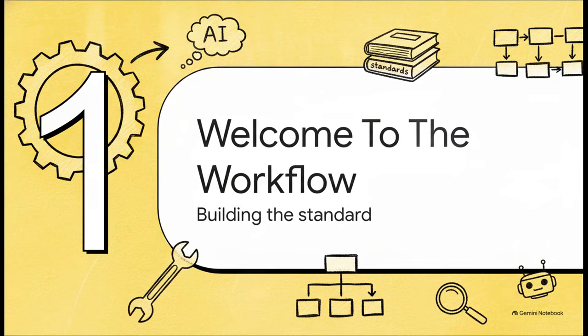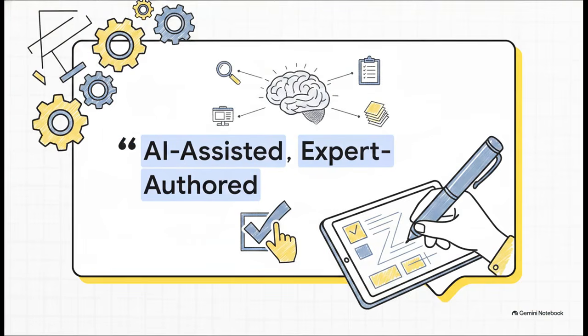All right, Section 1, Welcome to the Workflow, how we build the CSA S92.1 standard. Listen, if there's literally just one phrase you take away from this entire explainer, make it this: AI-assisted, expert-authored. This is the core philosophy of our whole project. The AI serves strictly as an administrative, formatting, and productivity layer. It synthesizes, it formats, and it checks for consistency. But you, the expert, retain absolute authorship, technical authority, and veto power.